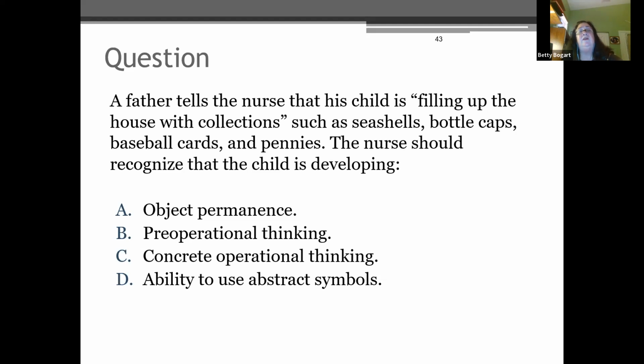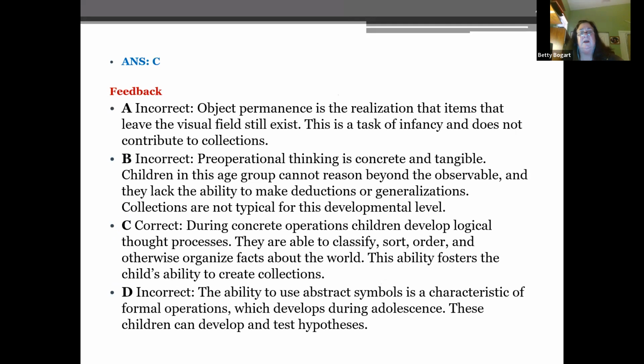A father tells the nurse that his child is filling up the house with collections, seashells, bottle caps, baseball cards, pennies. The nurse should recognize what? Well, let's go into the answer. Now, there's concrete operations, pre-operational. This is all cognition. This is Piaget. We're going to go into it next week to understand more.